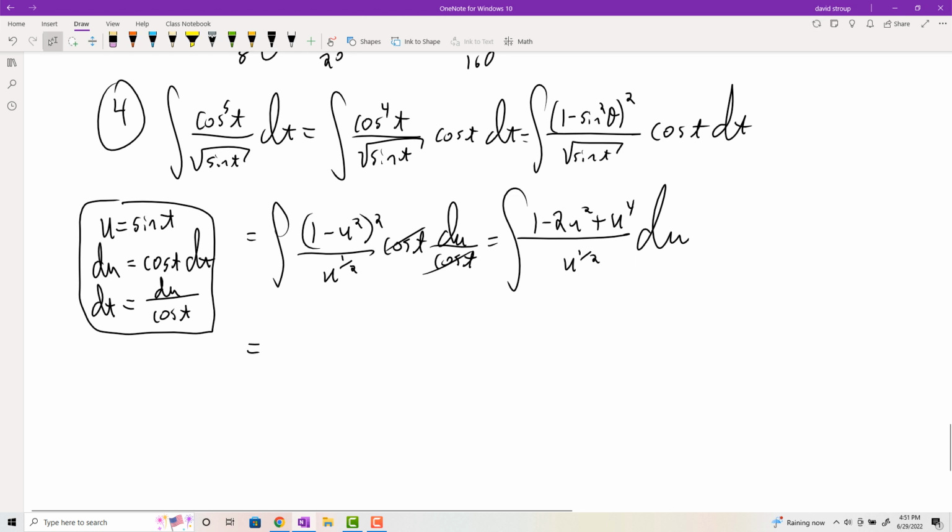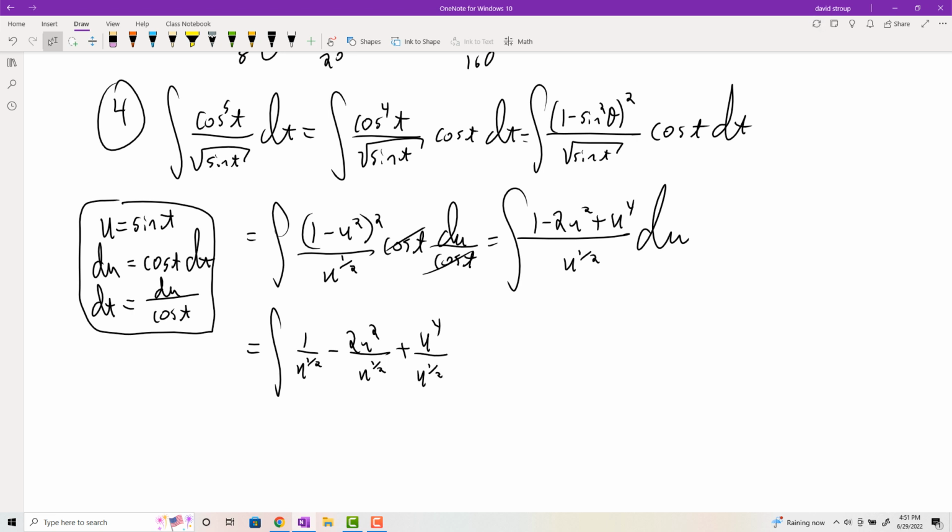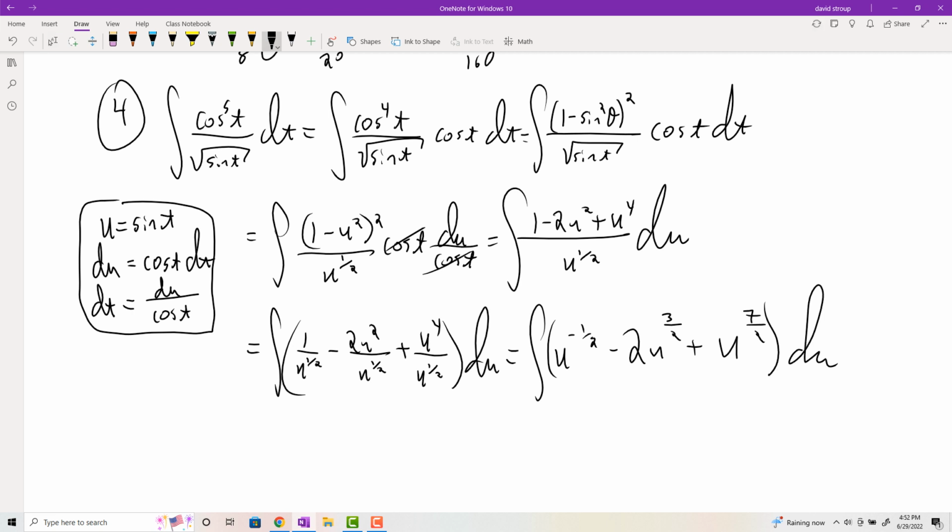Okay. Then I'm going to butterfly the thing, so 1 over u to the 1/2 minus 2u squared over u to the 1/2 plus u to the 4th over u to the 1/2, and then du. Okay, set it up for the power rule, so I'd have u to the negative 1/2 minus 2u to the 4/2 minus 1/2, so it's 3/2, and then plus u to the 8/2 minus 1/2 is 7/2, and then power rule and back sub.